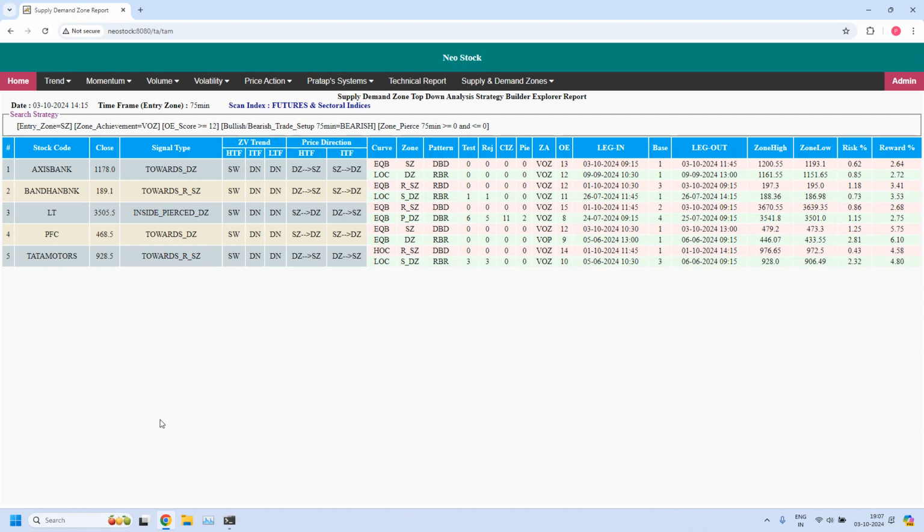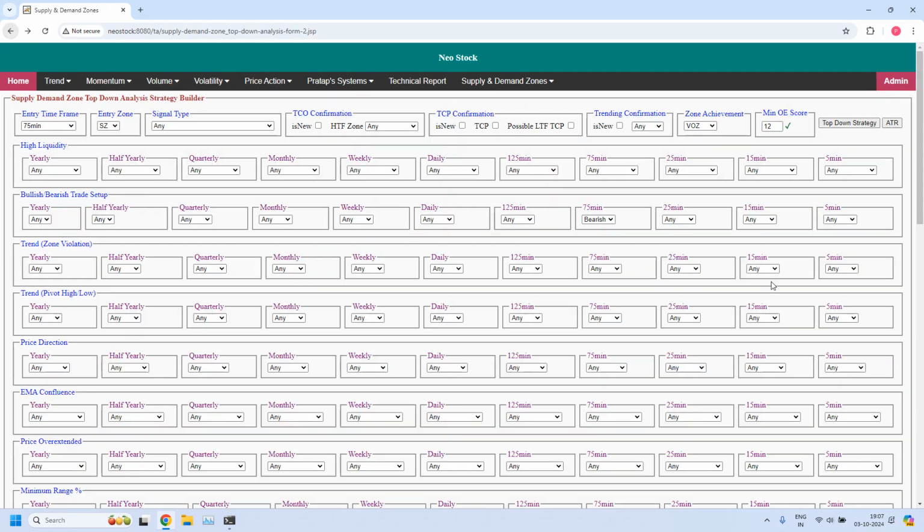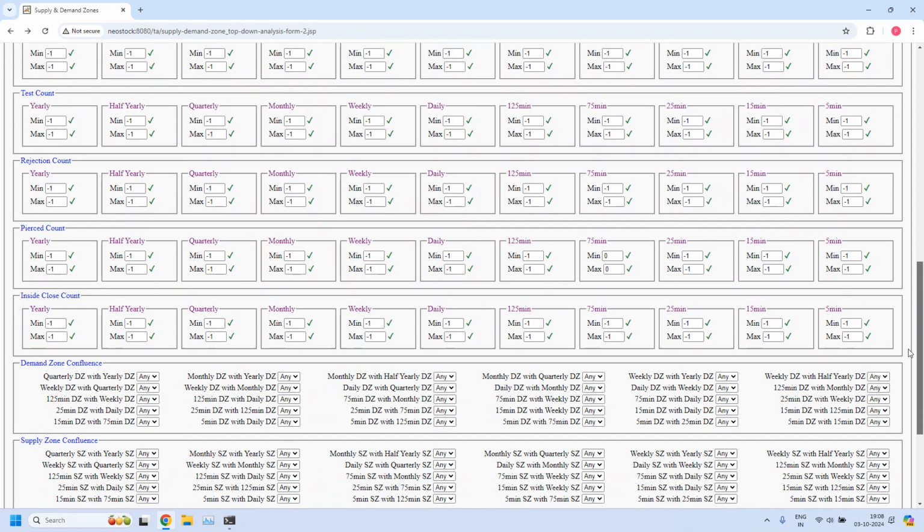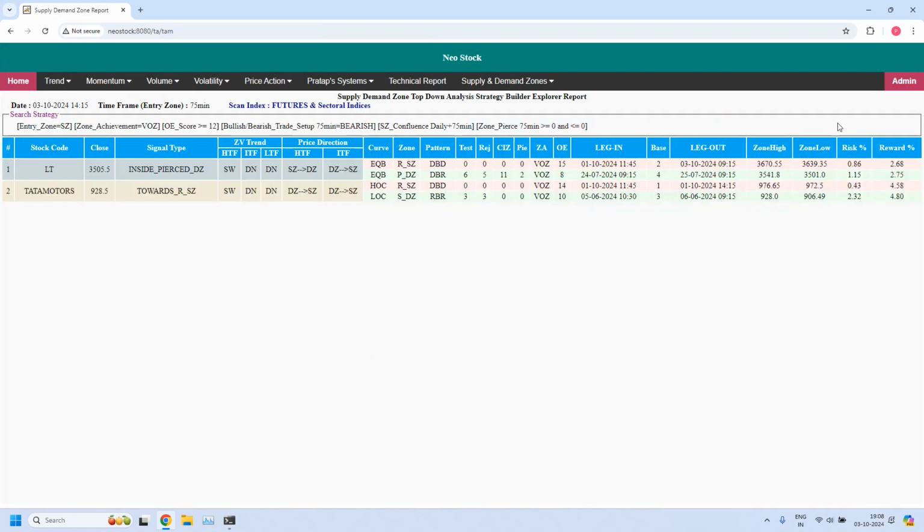Let's verify whether any of these 75 minute zones have confluence with the daily supply zone, that is ITF confluence. The 75 minute supply zone should be part of the daily supply zone, and the trend is also a downtrend. So in the supply zone confluence, I am enabling the filter 75 minute supply zone with daily supply zone confluence filter, and daily trend is downtrend. So 2 stocks are filtered. This is zone confluence.